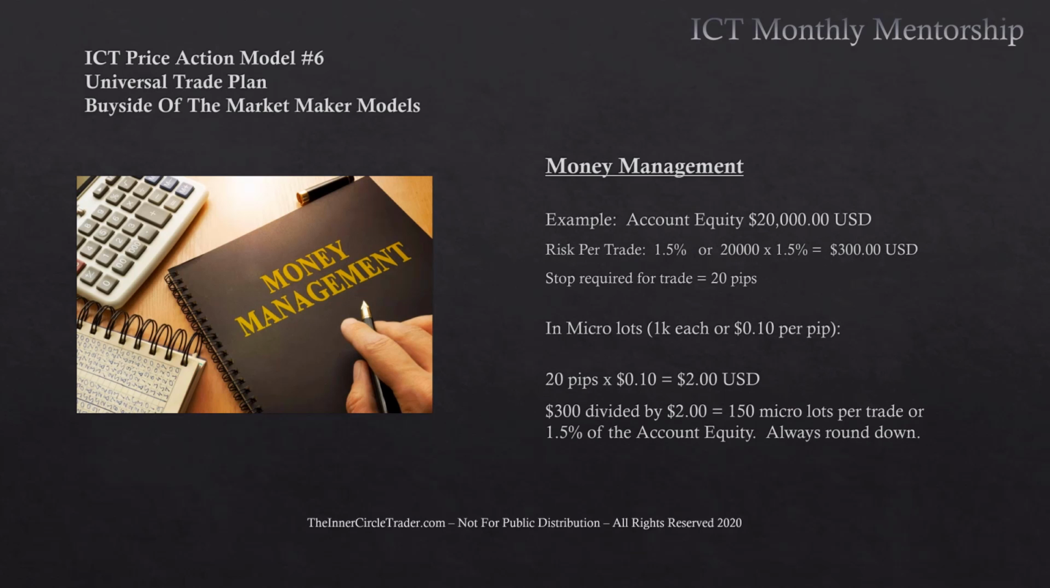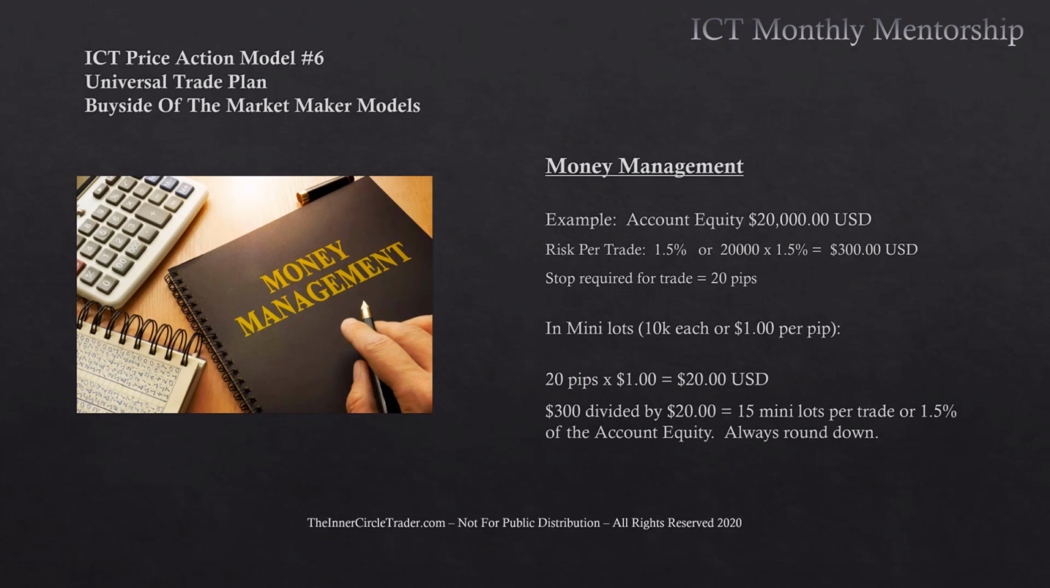As an example, equity of $20,000 US. Risk per trade is 1.5%, or 20,000 times 1.5%. In this case, it would be $300 US. Stop required for a trade is 20 pips. In micro lots, 1,000 each, or 10 cents per pip. 20 pips times 10 cents equals $2 US. So $300 divided by $2 equals 150 micro lots per trade, or 1.5% of the account equity, always round down.